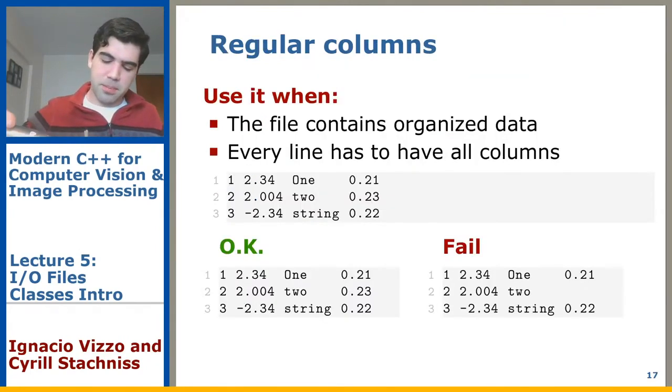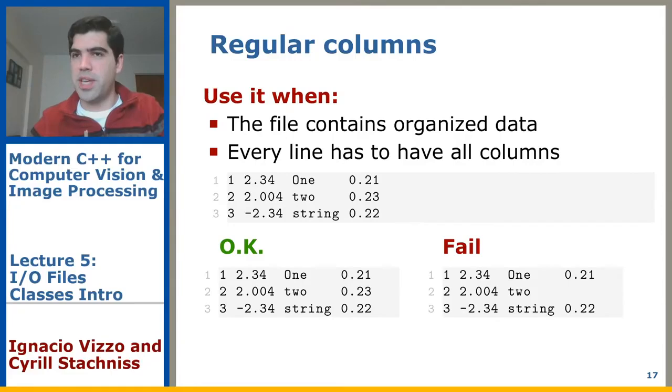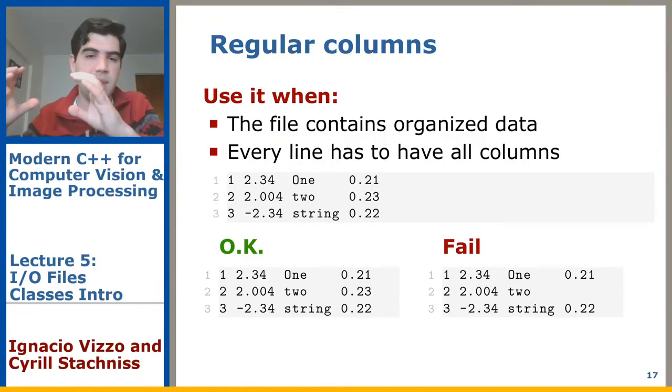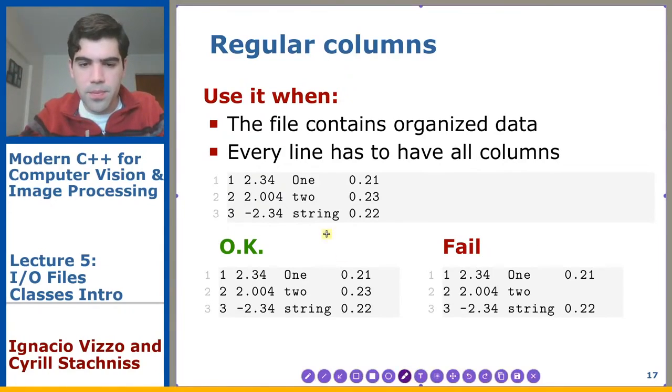As a really small example, let's say you are working with ASCII files. Then it's really easy to use these output file streams, using the same syntax as string streams. Remember lecture one or two, I think two, when you have structured formatted data, you can use the string stream syntax really easily. You can say from this stream, put it in an integer. In this case, we have an integer, then a floating value, then a string, and then another floating point value.